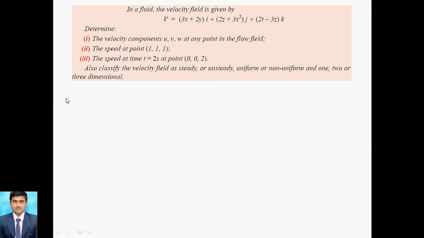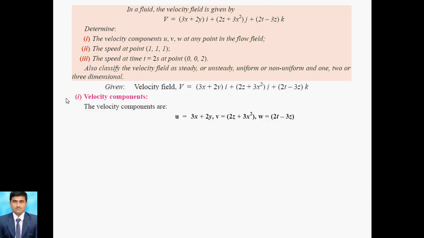And classify the velocity field as steady or unsteady. So here we identify steady or unsteady, uniform or non-uniform, one-dimensional or three-dimensional. First of all, we compare with our resultant velocity. This value is u, this value is v, and this value is w. So u is equal to 3x + 2y, v is equal to 2z + 3x², and w is equal to 2t − 3z. So this is regarding u, v, w.